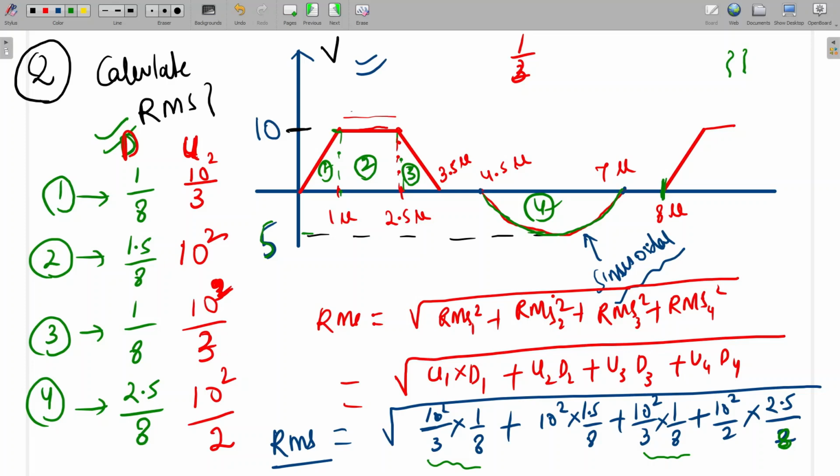So final value, can anyone have calculated? So final I am getting VRMS is equal to 6.535 volt. VRMS equal to 6.535 volts. Is everyone getting this value? Okay. So all of you should remember. See, for triangle 3 4.